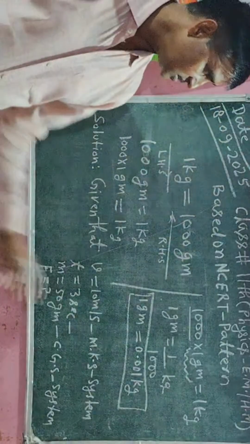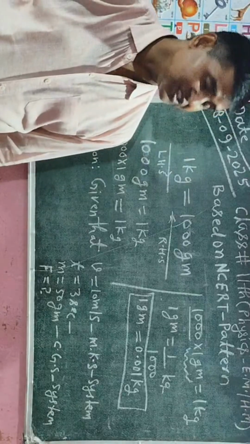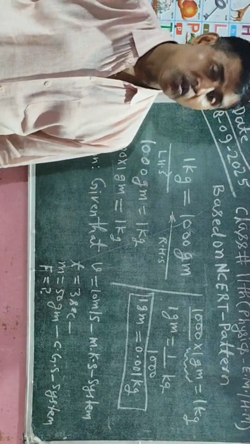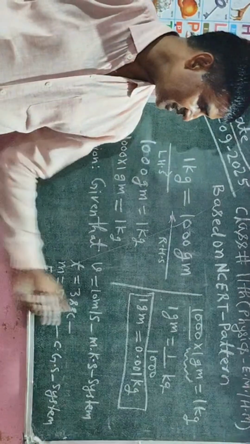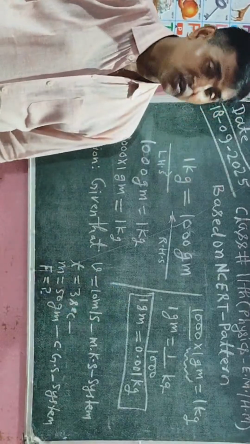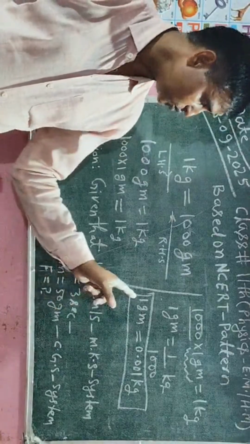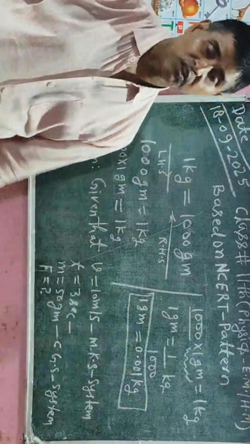And this concept is given by the SI system, and in the SI system there are scientists available in each and every country. So scientists gave this concept: when you want to convert gram into kilogram, you have to write 1 gram which is equal to 0.001 kilograms.